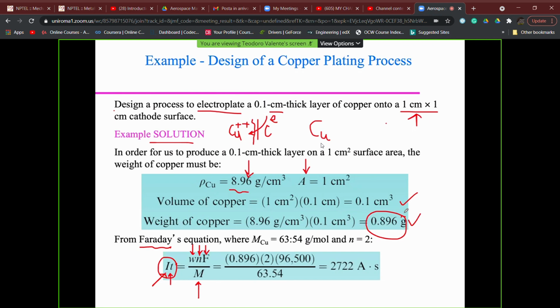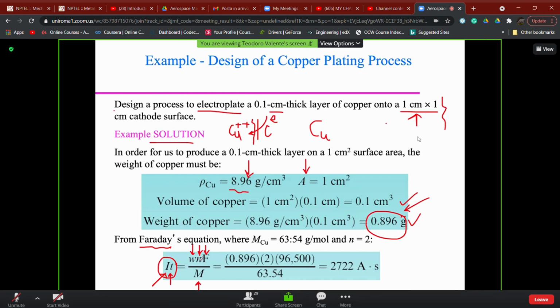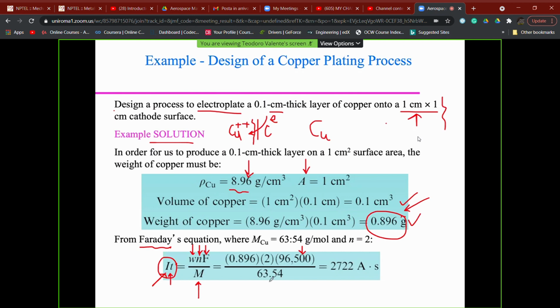So if we have calculated that we need to deposit a mass of copper corresponding to 0.896 grams through the hypothesis made at the beginning, and we put these figures here, pay attention to always use current units of measurement, just substituting and putting 2 for the electrons, the usual value of the Faraday constant, and the value of the atomic mass in gram per mole, we say that we need an electroplating process for which the product of the current with time is 2722 ampere seconds.